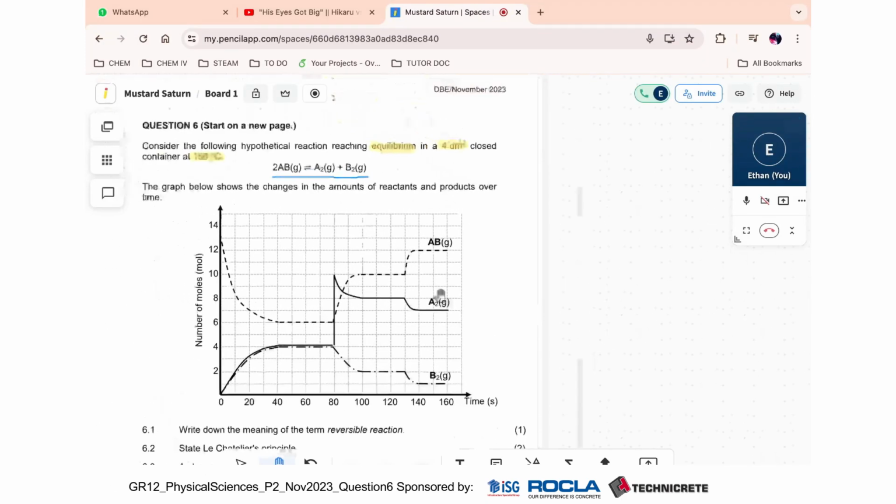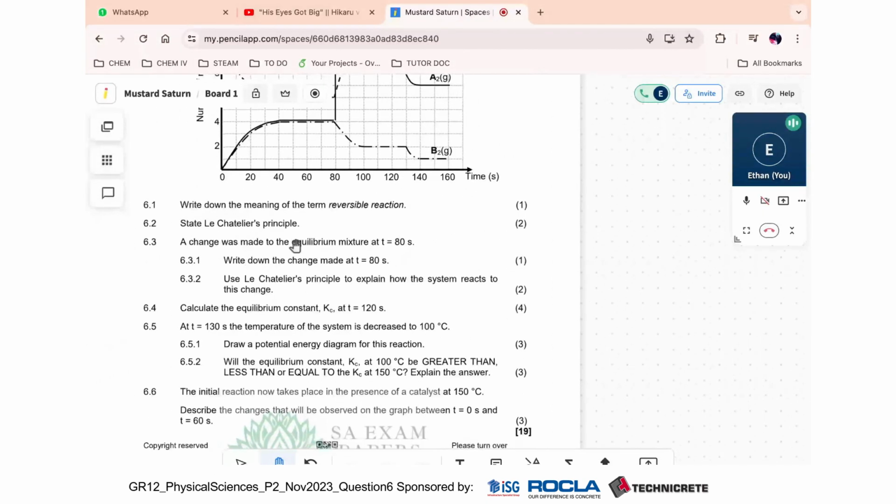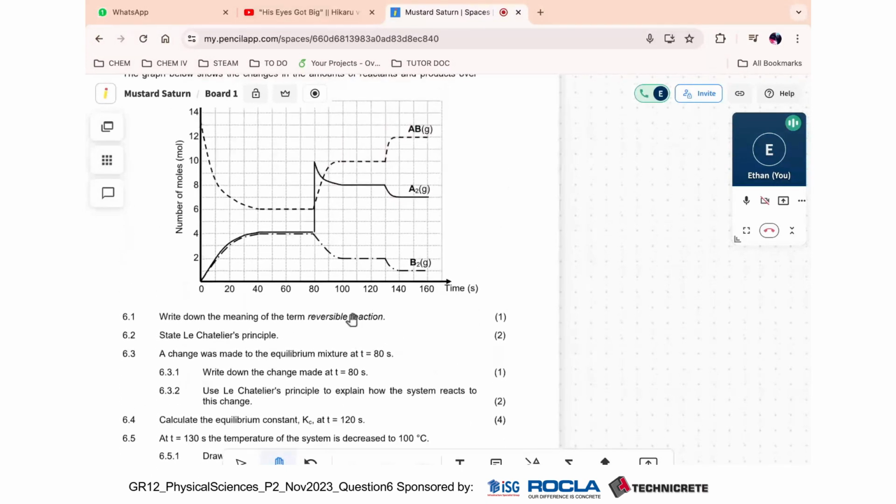So, basically, something is in equilibrium, there's a change. Le Chatelier's principle says that the system will oppose that change by changing something, maybe the direction of the reaction or anything like that, in order to reach a new equilibrium. However you phrase it, you just have to capture the essence of what the principle is about. Okay. A change was made to the equilibrium mixture at t equals 80. Use Le Chatelier's principle to explain how the system reacts to this change.